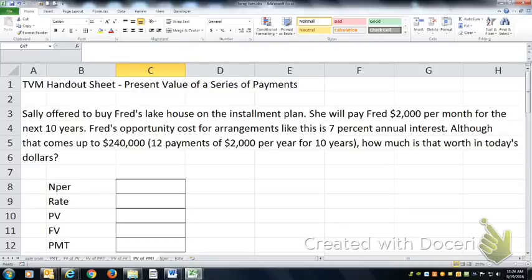All right, Sally offered to buy Fred's lake house. She's going to pay $2,000 a month for 10 years. Okay, so that'd be 10 years of monthly payments, and each of the monthly payments that she's going to take out of her pocket is $2,000. I'm using the negative side. She's not going to make any other payments after that. And the interest rate Fred wants to use to evaluate this is 7%.